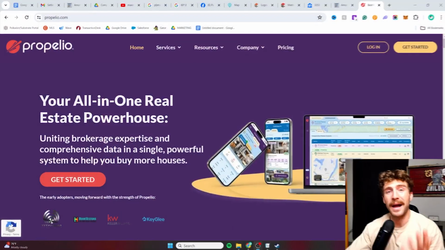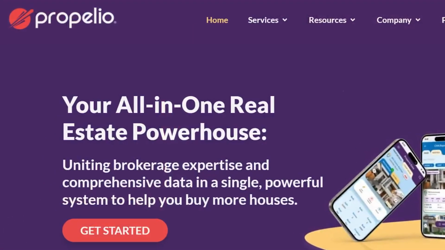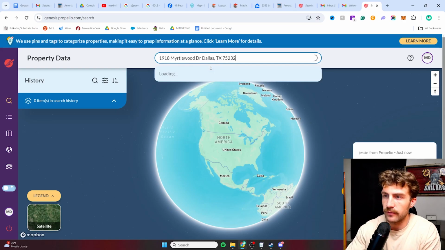Make sure you still underwrite your property as an LTR. So now we need to comp the property and determine what it would rent for. My favorite comping software is Propelio. So let's see what this property would rent for using Propelio.